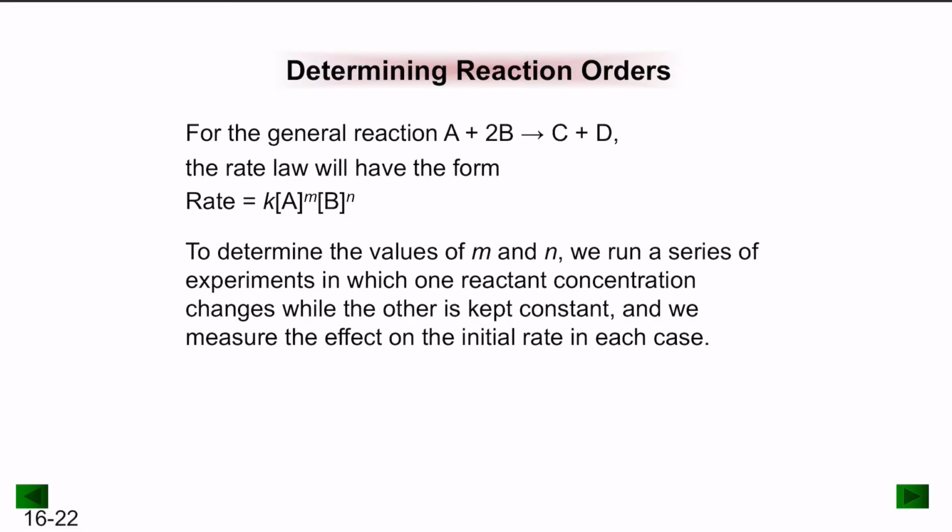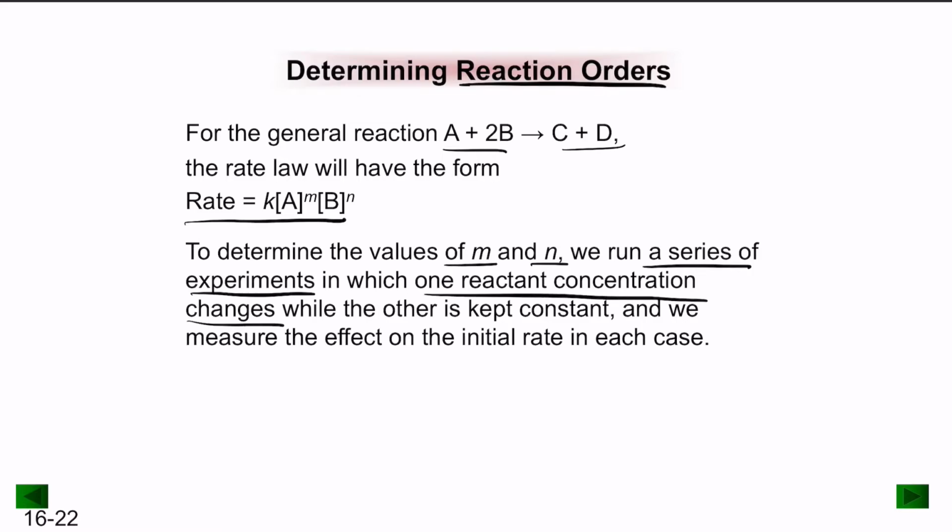Next, let's talk about how to determine the reaction orders. For any given reaction, let's consider A plus 2B gives C plus D. The rate law is of the form k[A] to the power m, [B] to the power n. To determine the values of m and n, we generally run a series of experiments in which one reactant concentration changes while the other is kept constant, and we measure the effect on the initial rate in each case.